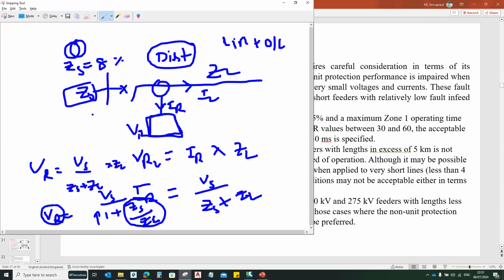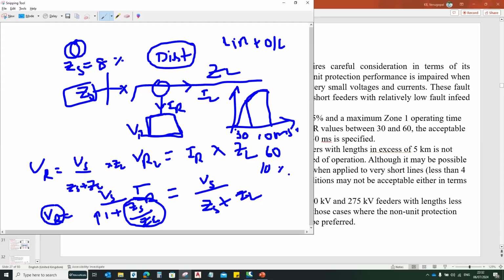So it means that when the source impedance ratio is up to 30, your operating time will be 30 milliseconds and the percentage of error will be 5%. And if you are crossing the source impedance ratio from 30 to 60, then you can't give a guarantee for the protection relay operation, with up to 10% of error.